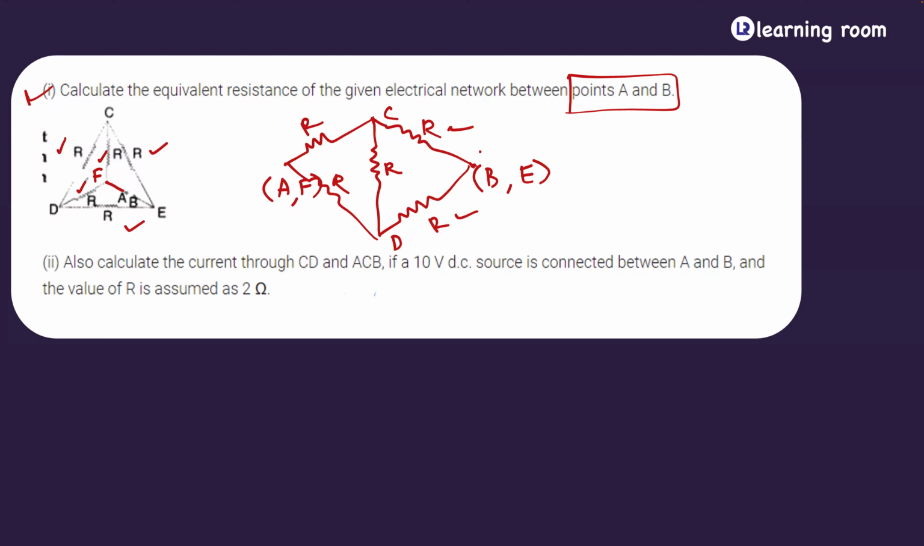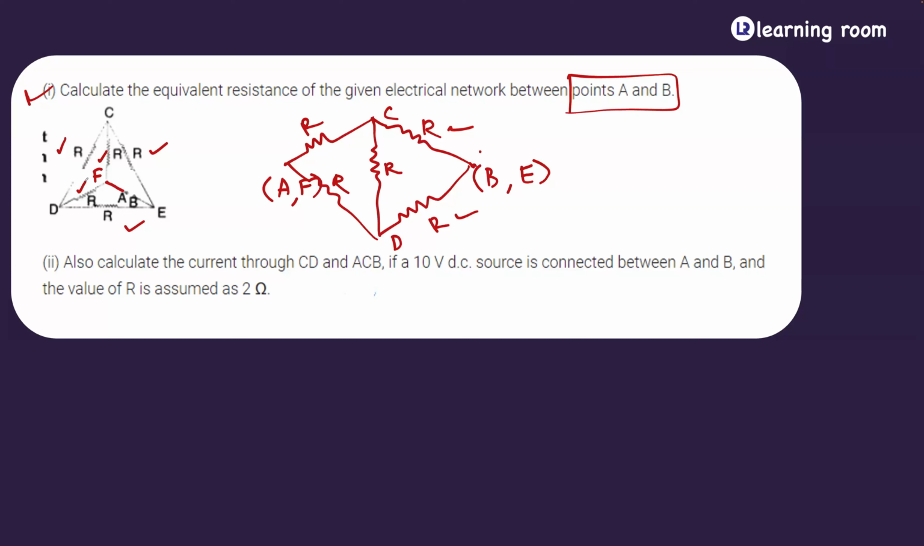Do you guys understand what I did? The first key thing is, if 2 points are connected with the help of a wire or without any resistor between them, they both are said to be at the same potential. First point. Second, you need to redraw it in this way.